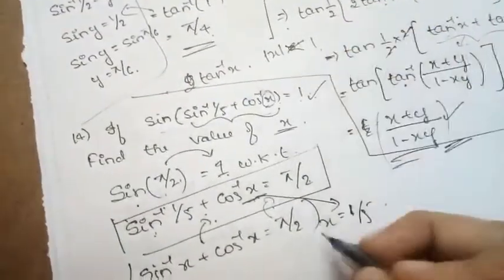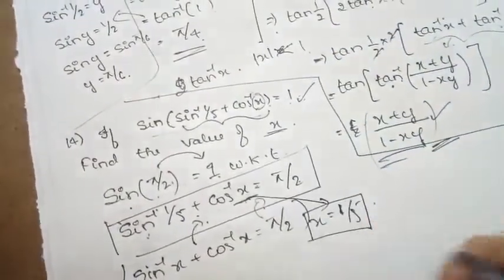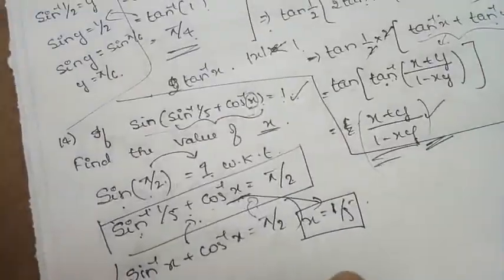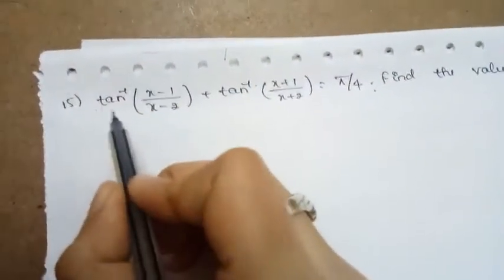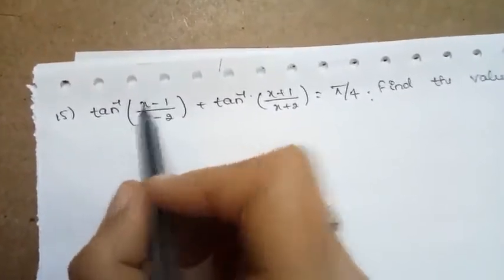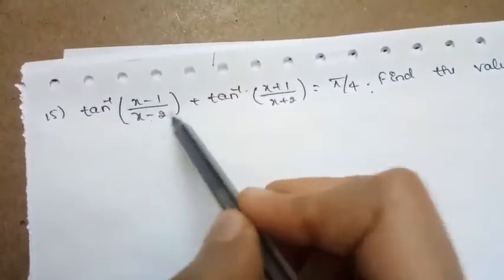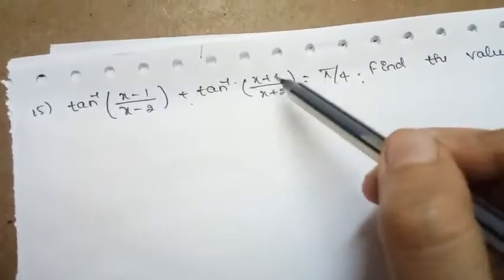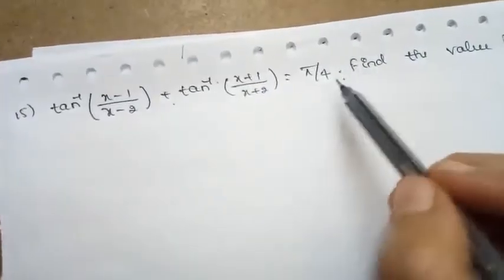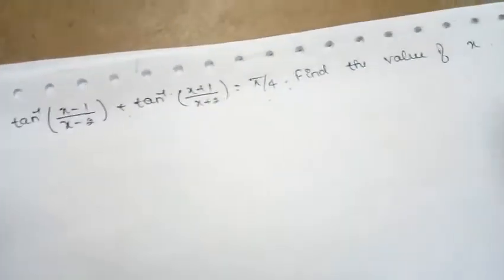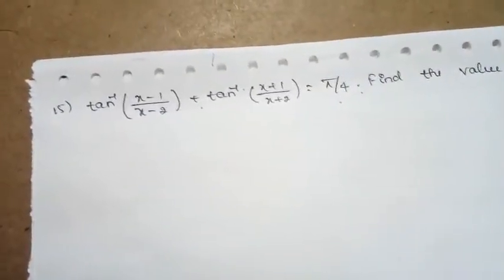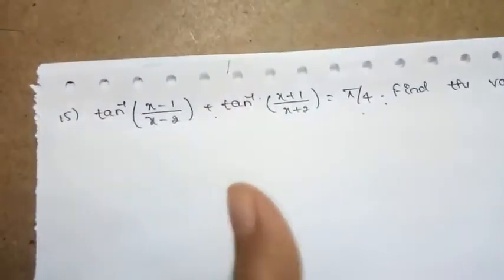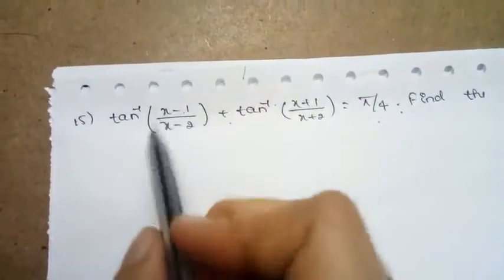So to satisfy this equation, our x value should be equal to 1 by 5. So let us move to the next question, that is the 50th question. Tan inverse of (x minus 1) divided by (x minus 2) plus tan inverse of (x plus 1) divided by (x plus 2) is equal to pi by 4, and we need to find the value of x here. So how are we going to deal with this one? Here we need to find the value of x and they have given the expression.